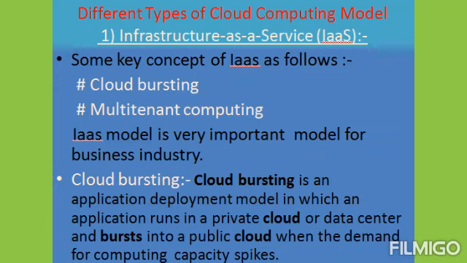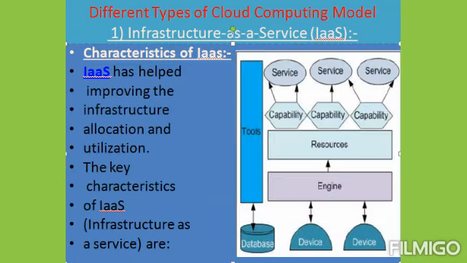The next topic of the IaaS service model is the characteristics of the infrastructure as a service model. Infrastructure as a service has helped improve infrastructure allocation and utilization. The key characteristics of infrastructure as a service are as follows. The first characteristic of IaaS is generally accepted to comply with the following main characteristics.